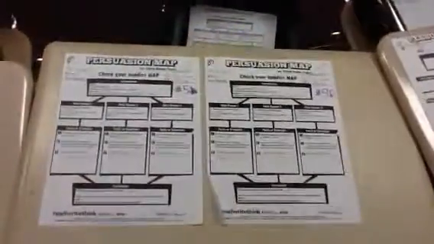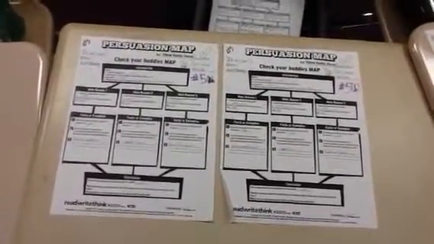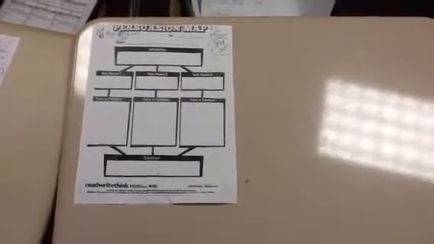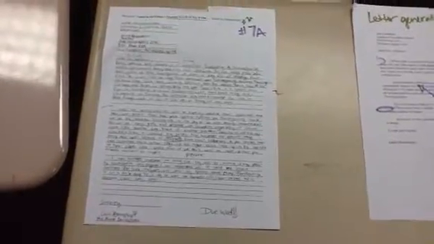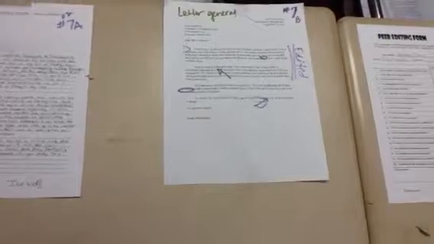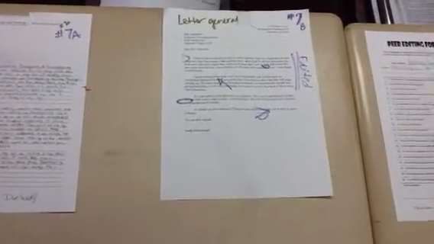This was step 5, which is where we did some peer editing to check our persuasive maps. Step 6, we wrote a fresh copy of our persuasion map after our feedback from our elbow buddies. Step 7A, we hand wrote our letter from our persuasion map.